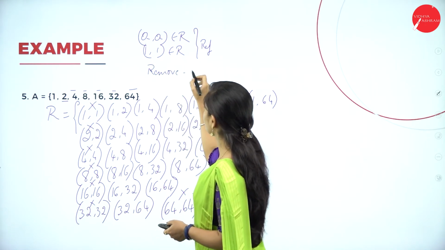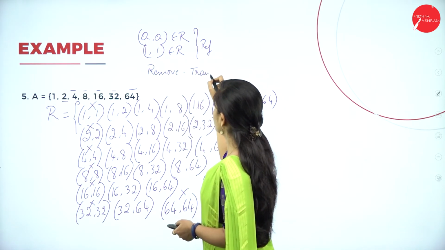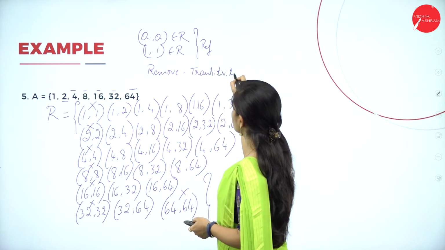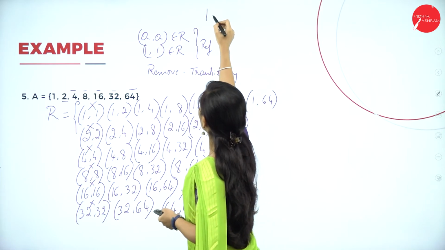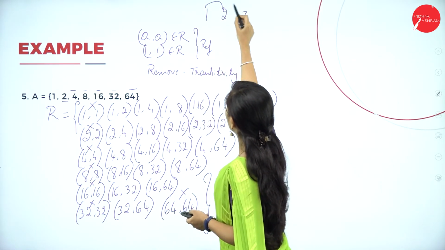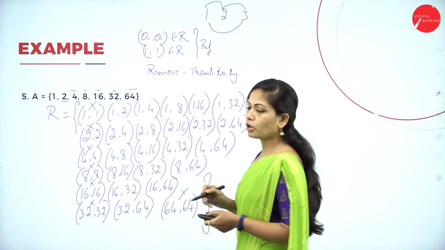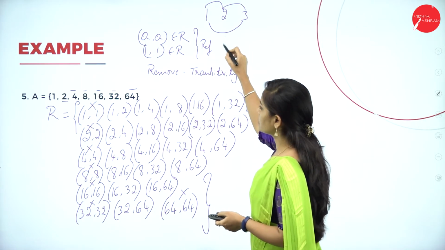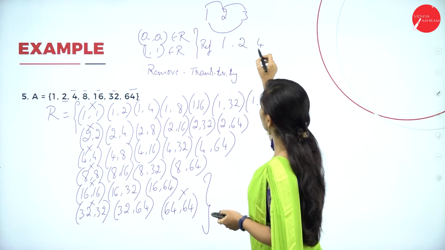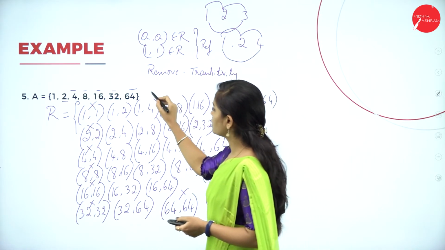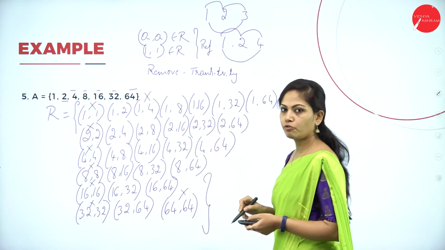Transitivity. So what is transitivity? Example: 1 to 2 and 2 to 3. 1 is related to 2, 2 is related to 3, so 1 is also related to 3. For this given set of elements, I can consider 1, 2 and 4. 1 is related to 2, 2 is related to 4, 1 is related to 4. So I can remove this (1, 4).